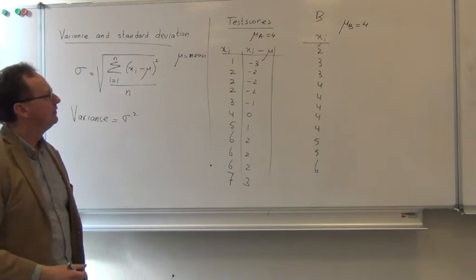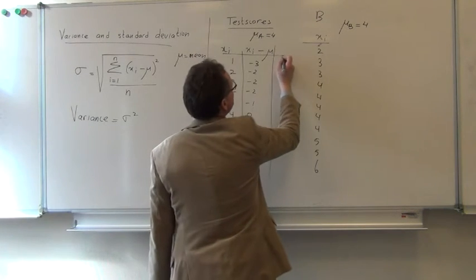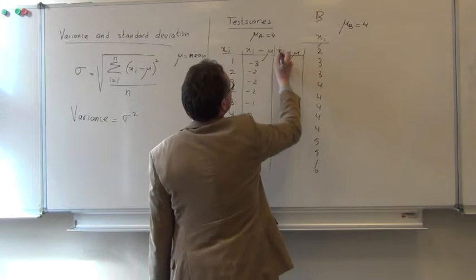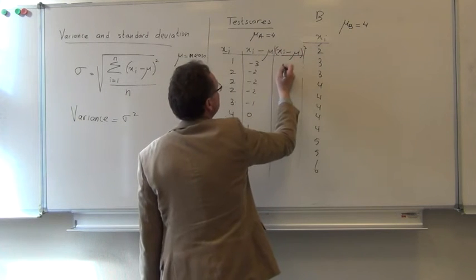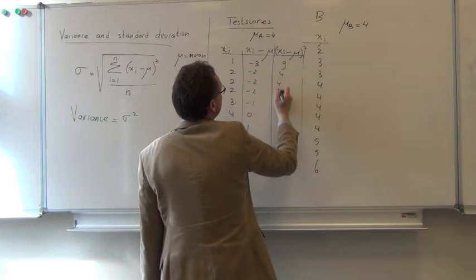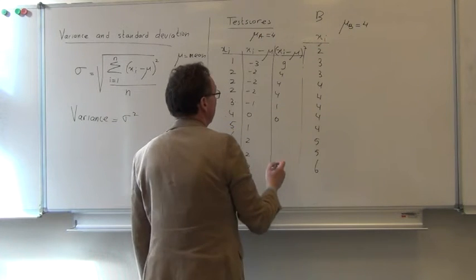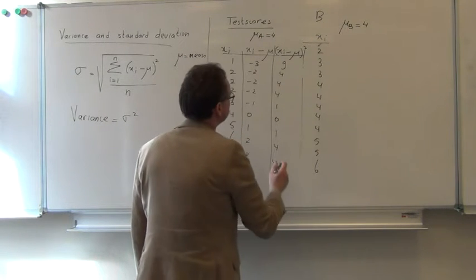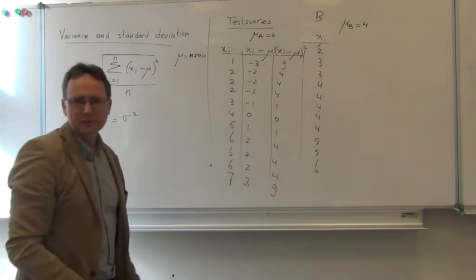So that's actually what we do in this table as well. So our next column will involve xi minus mu squared. So we just take these numbers and we square them. That's 9, 4, 4, 4, 1, 0, 1, 4, 4, 4, 9. And notice if you square a negative number, it becomes positive.